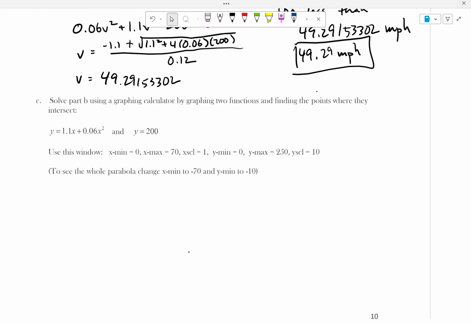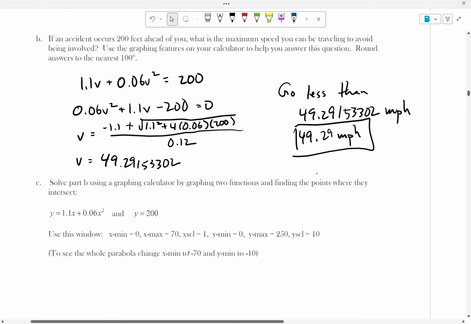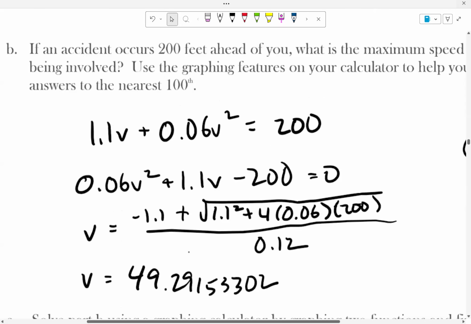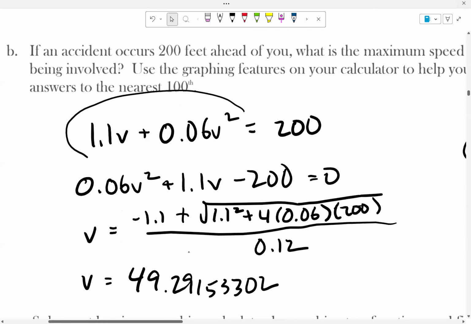And to do that, we're going to graph two functions and find the points where they intersect. So since we're solving, put your calculator away. Just a minute, we'll get there. Don't you worry. What we do is we're going to make this y1. We're going to make this one equation, and this is the second equation.